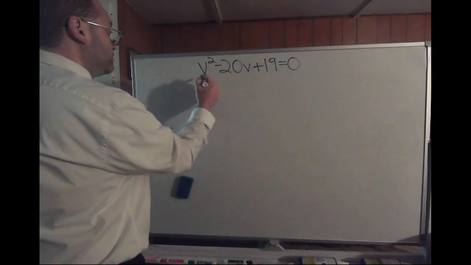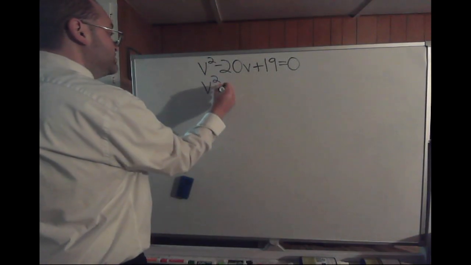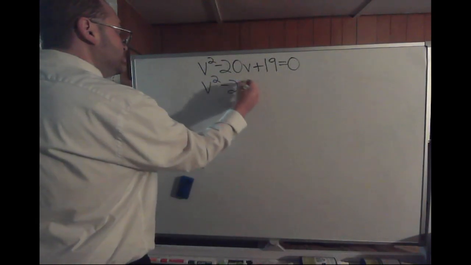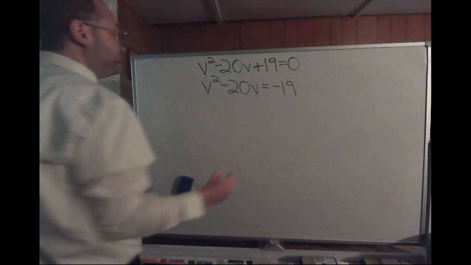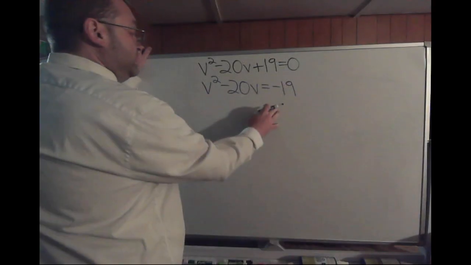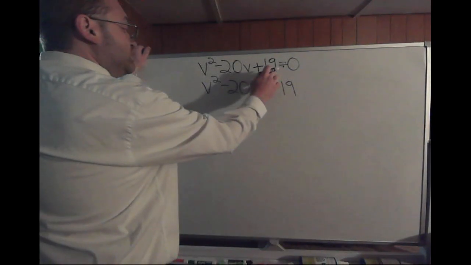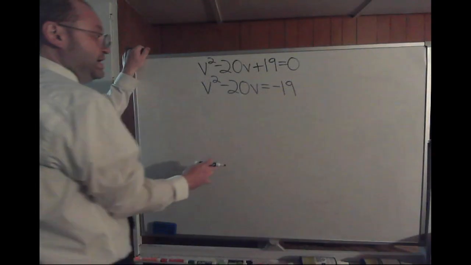So first thing you're going to do is subtract 19 from both sides, you'll get v squared minus 20v equals negative 19. Now we may complete the square. So always, if you have a constant term on the left-hand side, get it out of there. Make a constant term be on the right.